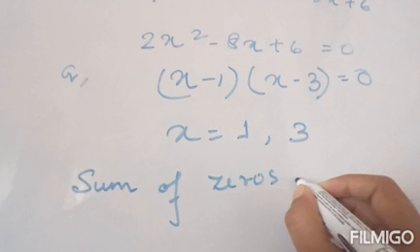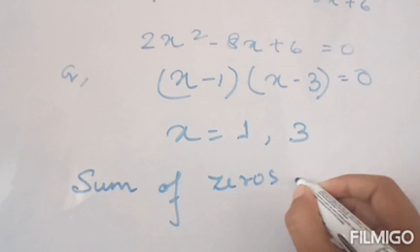From this formula also, we can find the zeros of a polynomial, or we can find or verify the relationship between the coefficients of a polynomial. Here three types of questions may come. One is to verify the relationship between the zeros and the coefficients of the polynomial, and to find the zeros.